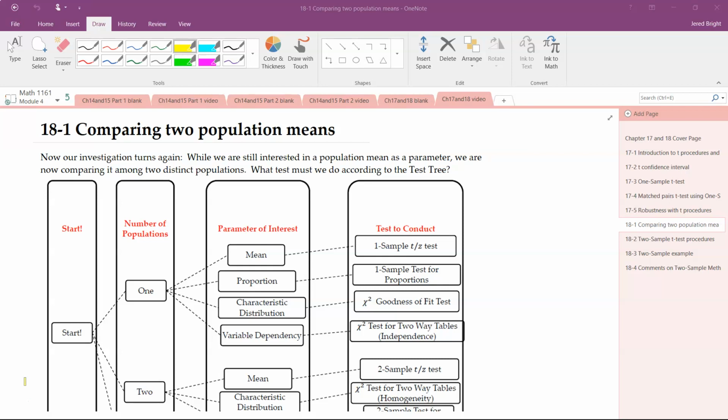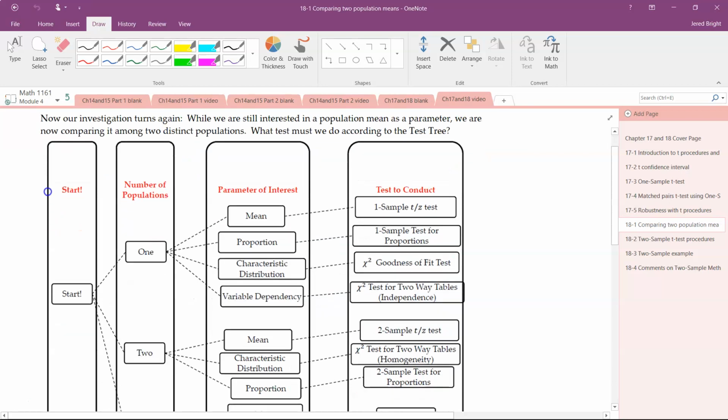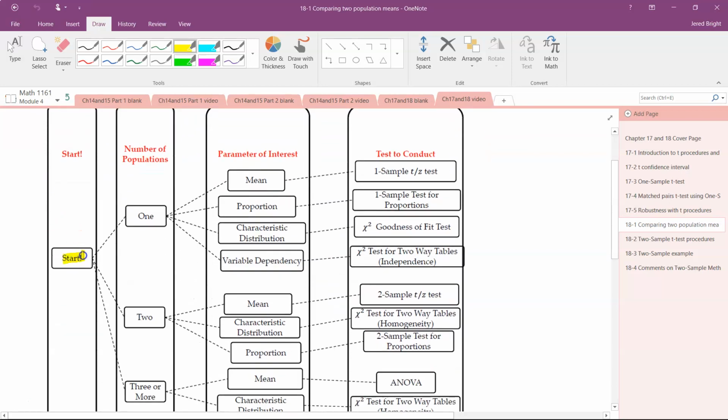We revisit our test tree and follow it through. We start off here, and then we say, okay, number of populations, that's two. We're interested in the mean, so we have to do a two sample T and Z test.